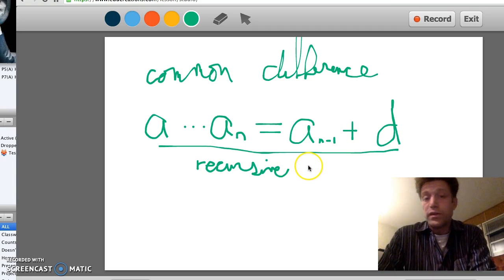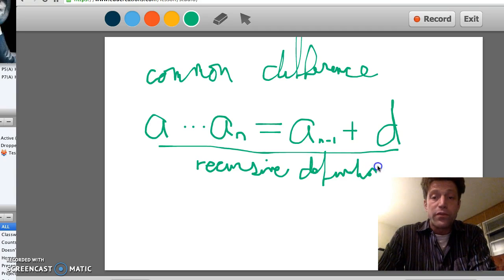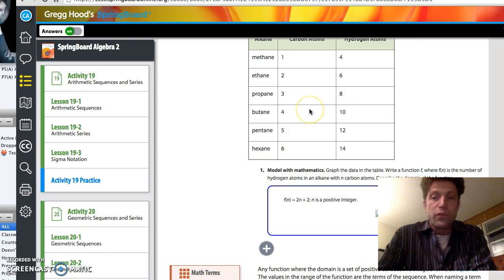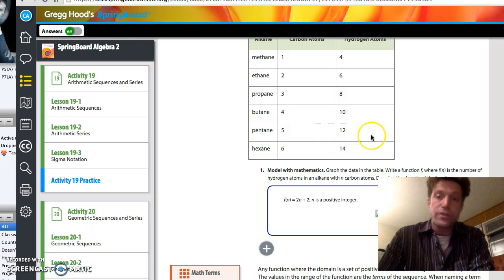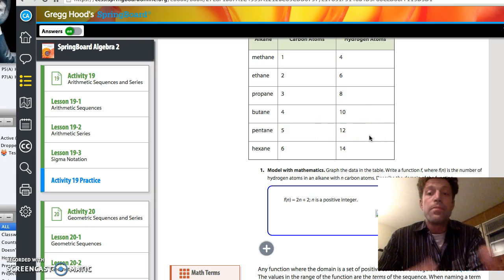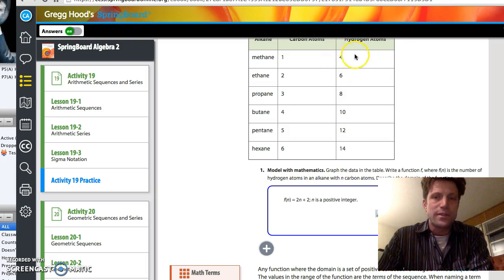The problem with it is we need to know whatever the term before it is if we're going to use it. But what if I don't know the term before it? If I want to find the 21st term of the hydrocarbon sequence, I would need to know the 20th term, and I don't know the 20th term. This helps me come up with the 7th term: A sub 6, which is 14, plus 2. But for the 21st term, I'd have to add a bunch of times. So we want a formula that doesn't use that term. We want a formula that just uses the starting term.